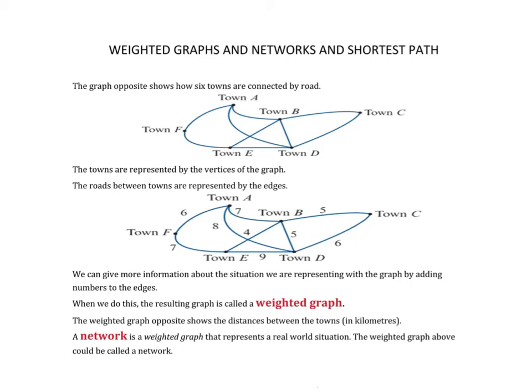When we add numbers to the edges, we then create a weighted graph. So for example, this one here, that tells us the distances between the towns, the numbers on each of the edges, is a weighted graph. And therefore a weighted graph that represents a real world type situation is what we now call a network.